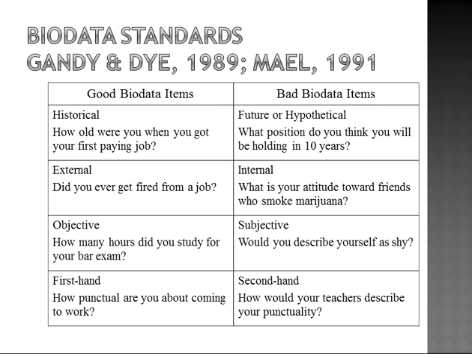Bad biodata items. Future or hypothetical. What position do you think you will be holding in 10 years? Internal. What is your attitude toward friends who smoke marijuana? Subjective. Would you describe yourself as shy? Secondhand. How would your teachers describe your punctuality? So we see here, by way of good and bad examples, these are example biodata items that could be employed as part of a process to establish a biodata at your organization.